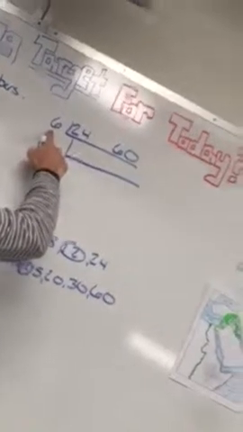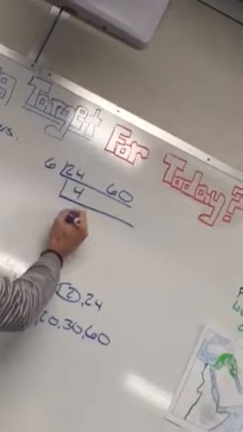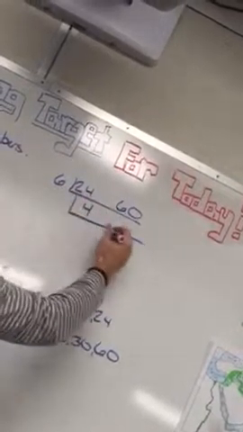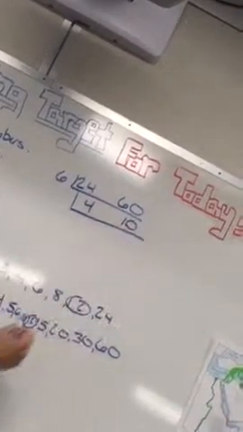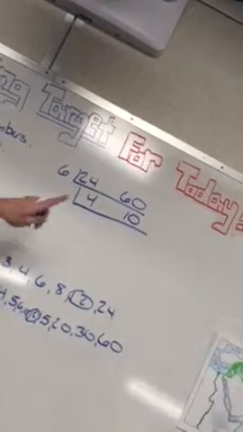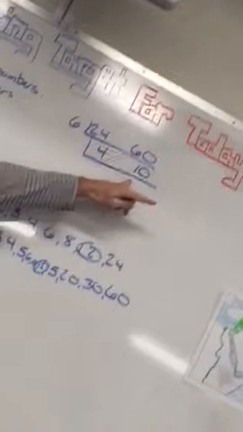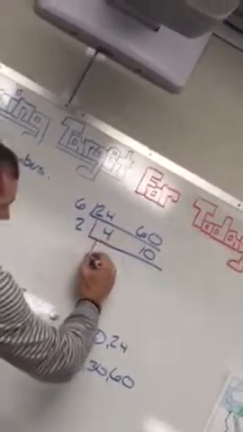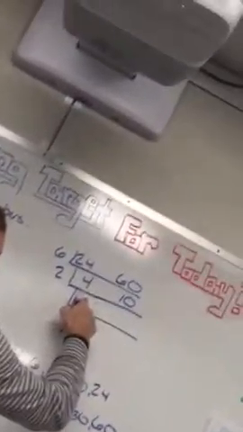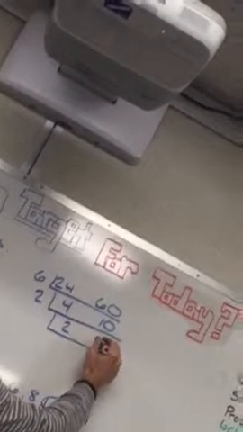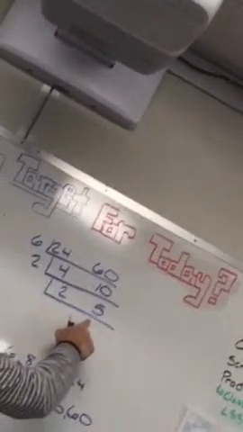24 divided by 6. 4. You write your answer. 60 divided by 6. 10. Now, we're not done with this process until we get to 2 numbers here that cannot be divided or share. They don't share a factor. Do 4 and 10 share a factor? Yeah, 2. So I divide again. What do I get? 2 and 5. Does anything go into 2 and 5 besides 1?